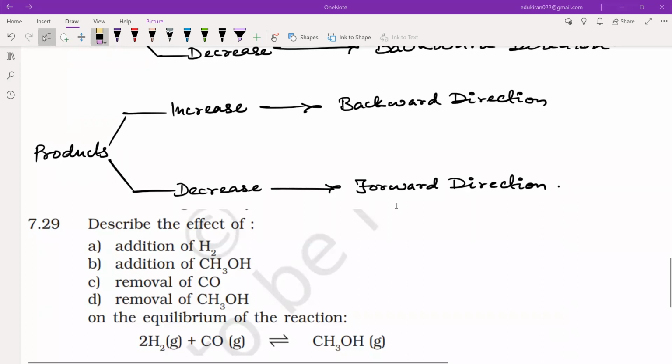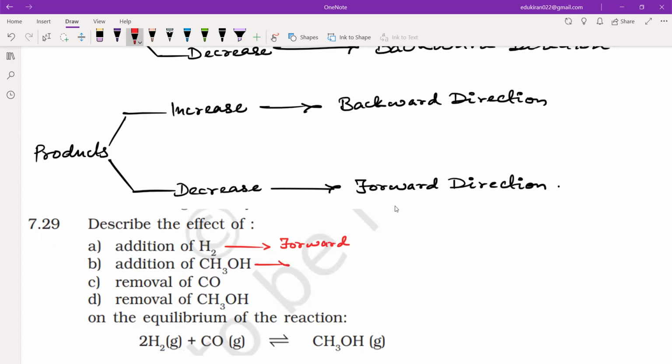Yes, sir. Okay, so can you please turn the mic on and tell me what will be the effect? Effect means what will happen to the reaction, whether it will move forward or backward. So addition of H2, what will happen? Forward or backward? H2 is a product or reactant? Forward.